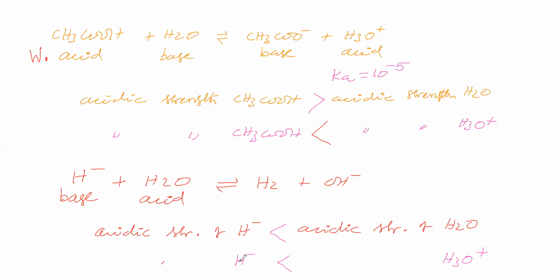Now, if the acidic strength is less than that of water, then that is called a very weak acid. So very weak acid means that the acidic strength will be less than that of water.